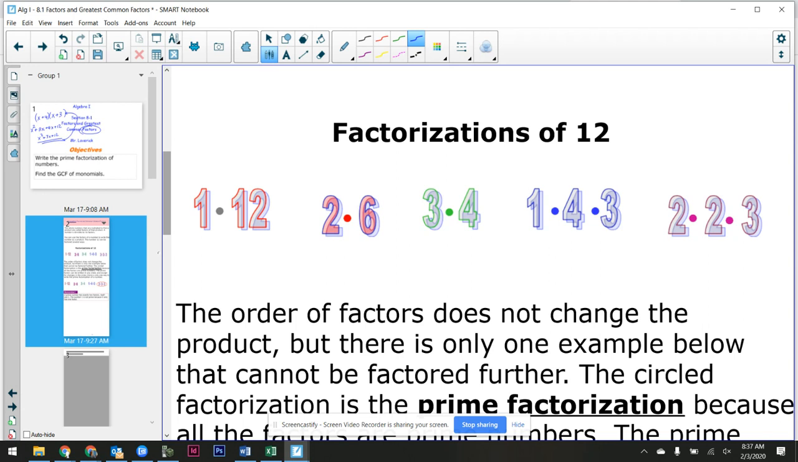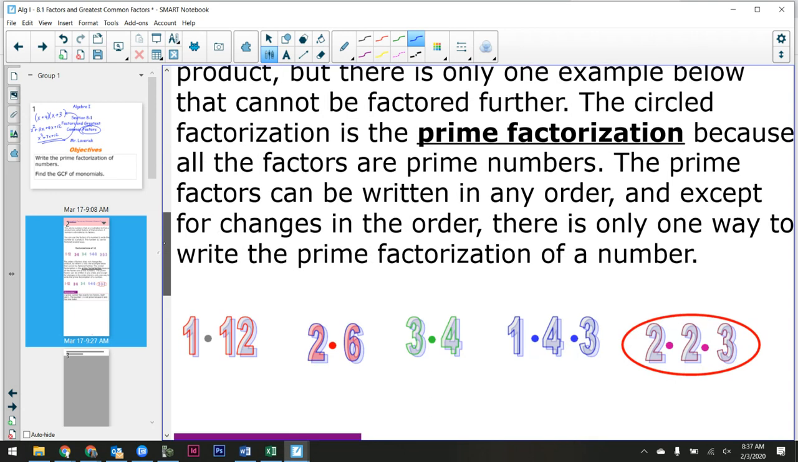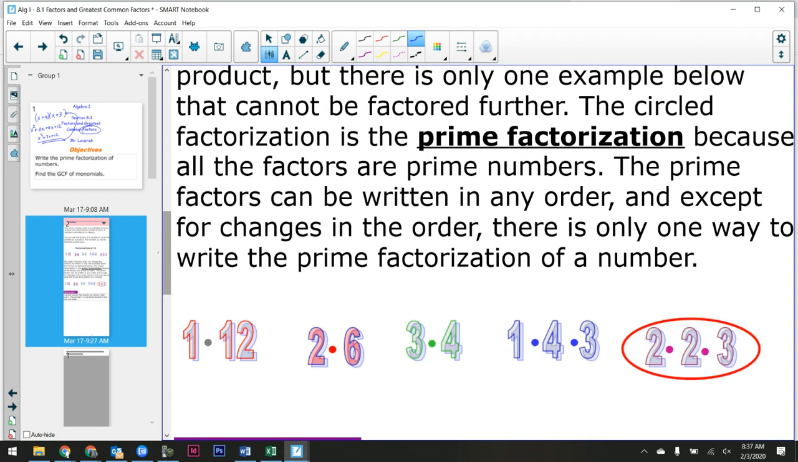Now, again, I go back to this and I say, okay, what's unique about 2 times 2 times 3? That's what's called prime factorization. The order of factors does not change the product, but there is only one example below that cannot be factored further. The circled factorization is called the prime factorization. I'm going to ask you a lot to write out the prime factorization. The prime factorization of any number is getting it all the way down to its prime factors. It's prime numbers that have multiplied together to get that number.